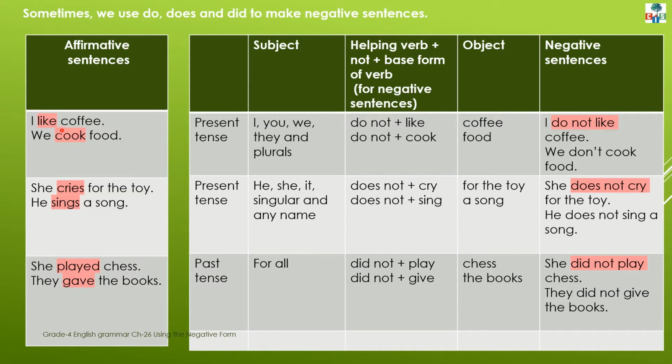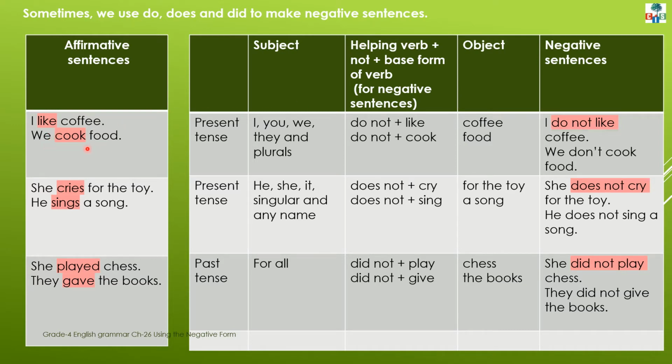So you have to identify the verb first. What is the verb? Like. And it is in present tense. When you have to change this affirmative sentence into a negative sentence, it would be like this. I do not like coffee. So here I have used the helping verb do. And your main verb like will be in the base form.